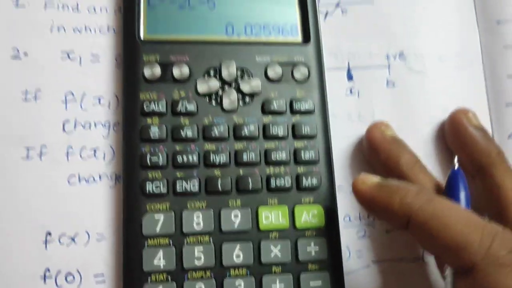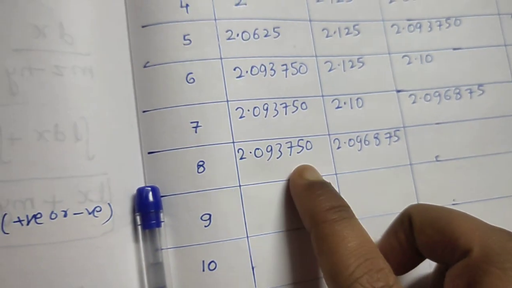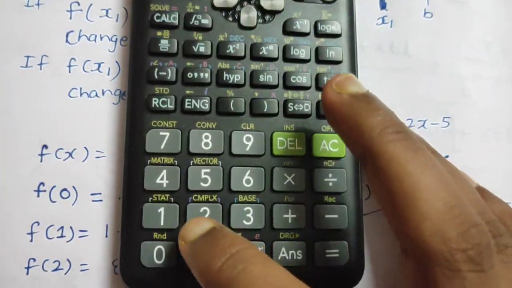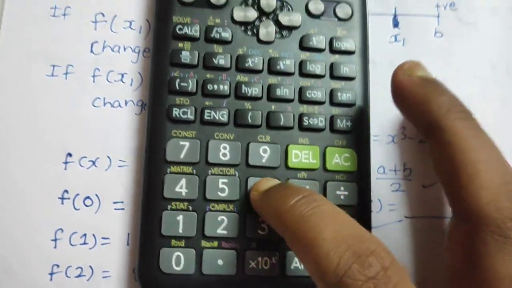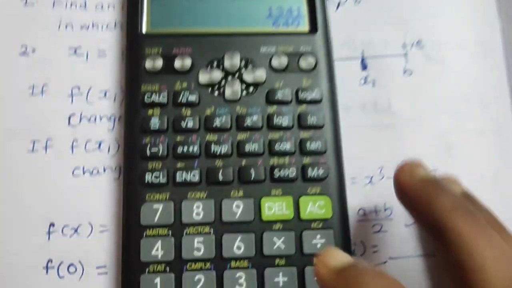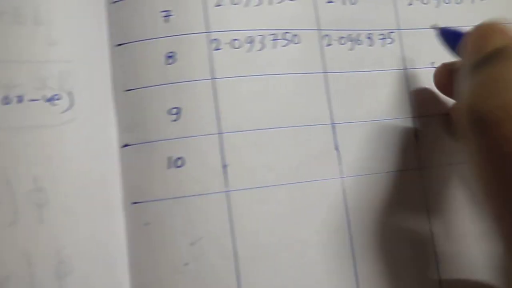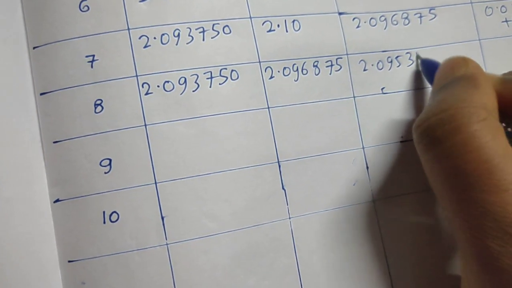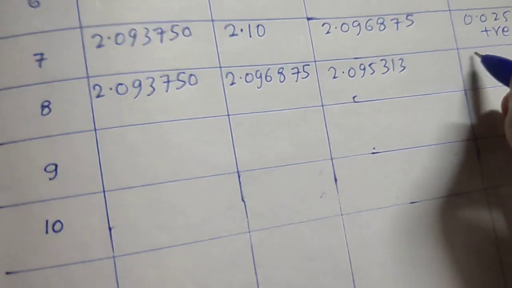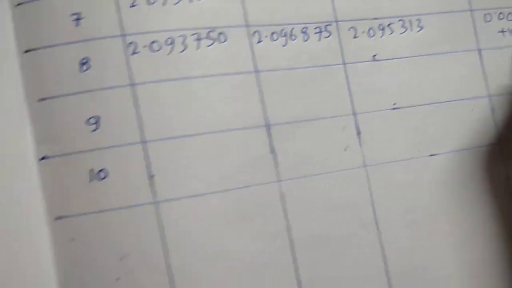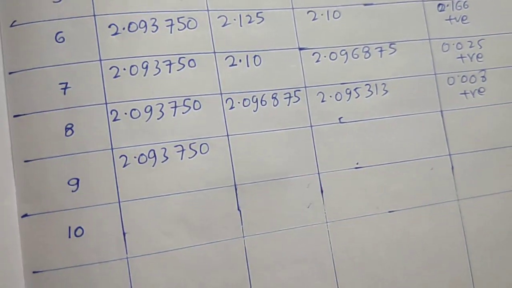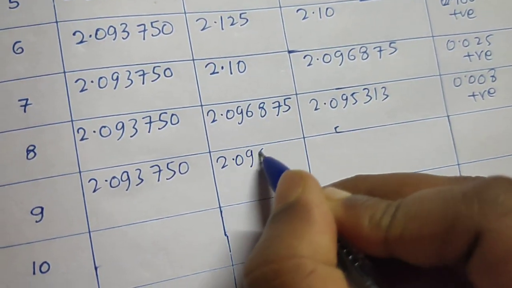Fine. Now again, same, 2.096875. C they are giving as 2.095313. Value of function 0.008. Positive. So 2.093750 changes to 2.095313.